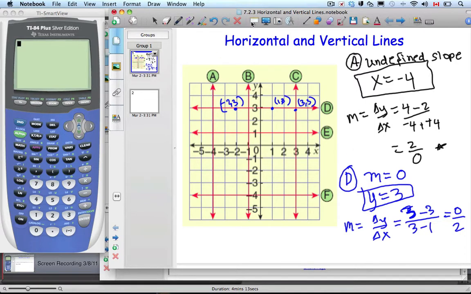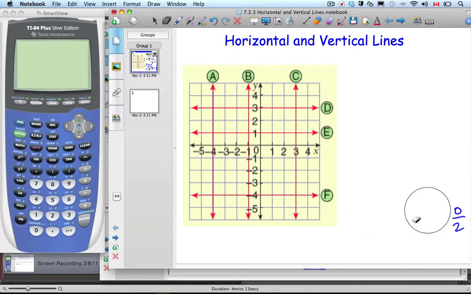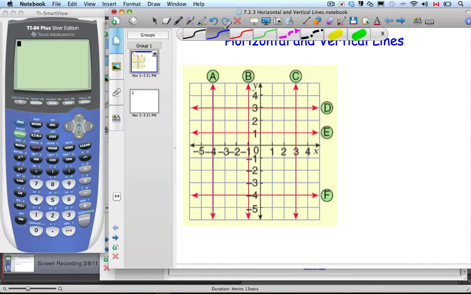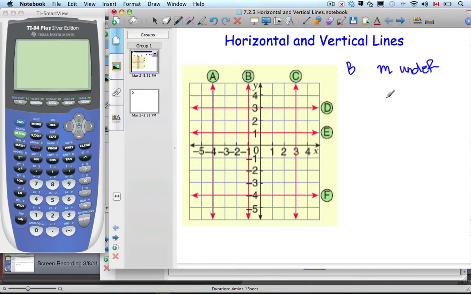Now I think what you might want to do is pause it and try to guess what the other values are and see what it is. Let's see if they figured out what the slope and the equation was for each of these lines. For example, letter B would have an undefined slope and an equation of, it's a vertical line, so therefore x equals -1.